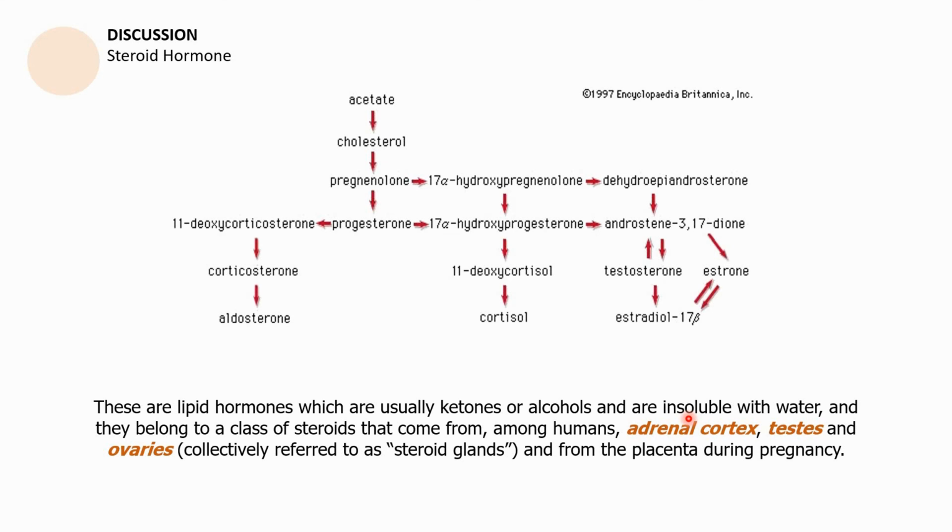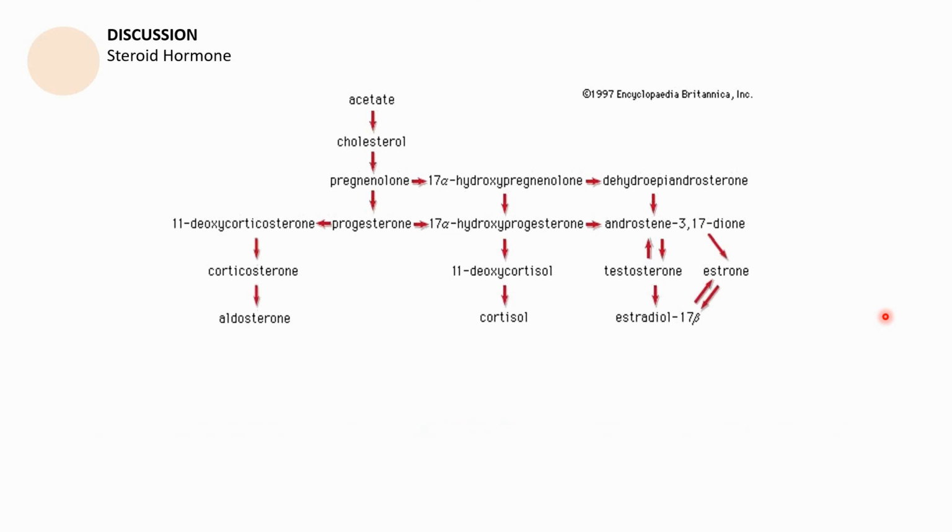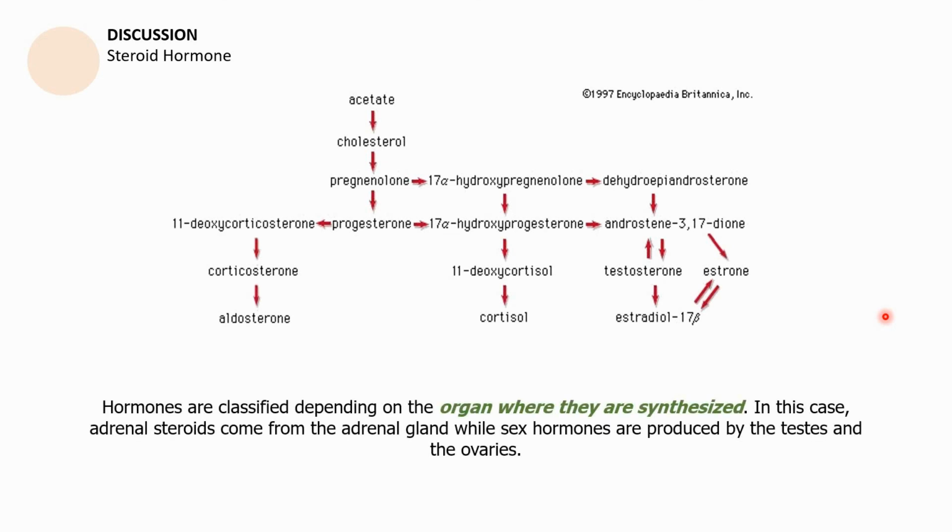Ngayon, pwede rin manggaling ang mga yan, yung mga steroid hormones from the placenta during pregnancy. So, it is in the case of females, of course. And then, all steroid hormones were derived from cholesterol, as it is said here. Okay, so, cholesterol, they are the sources of steroid hormones, and their mode of transport is endocrine. It means the signaling cell is very far from the target cell, and thus, there is a need for the circulatory system to carry the hormone, okay, from the signaling cell to the target cell.